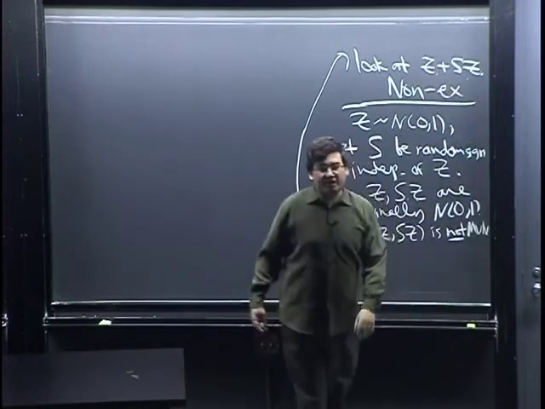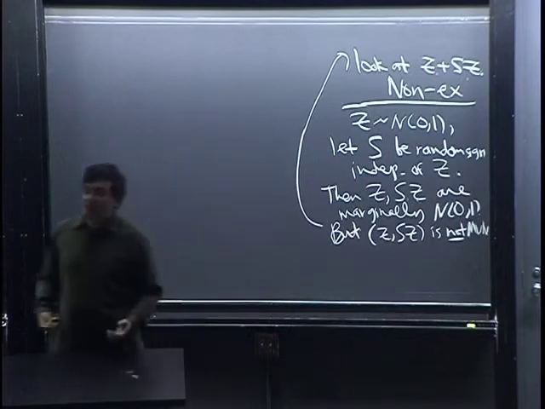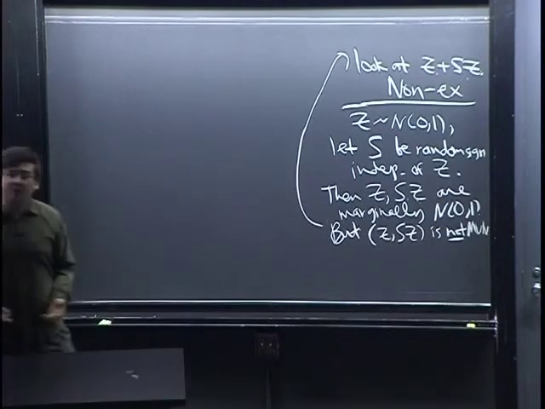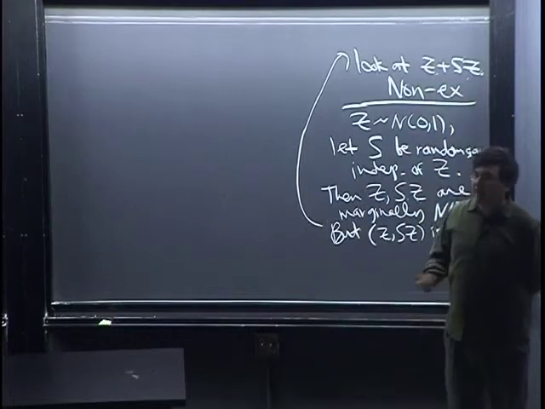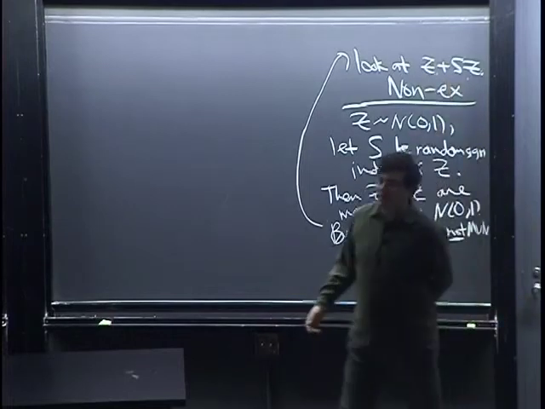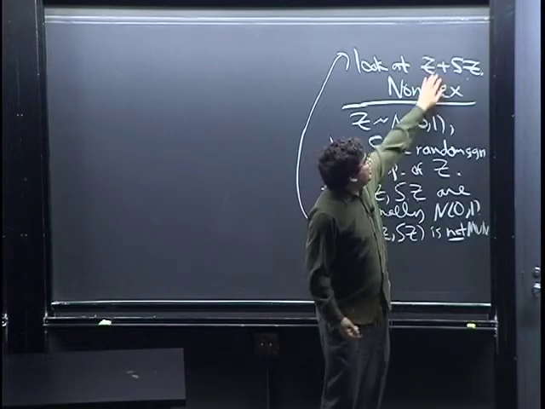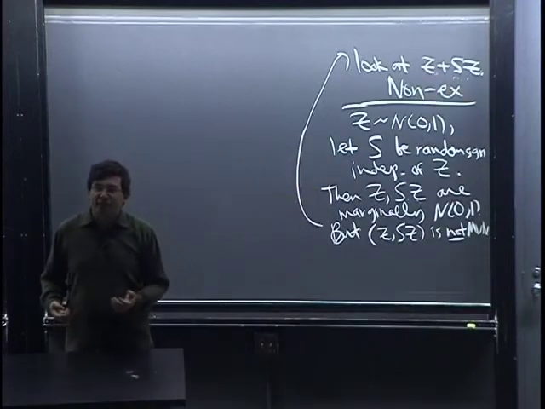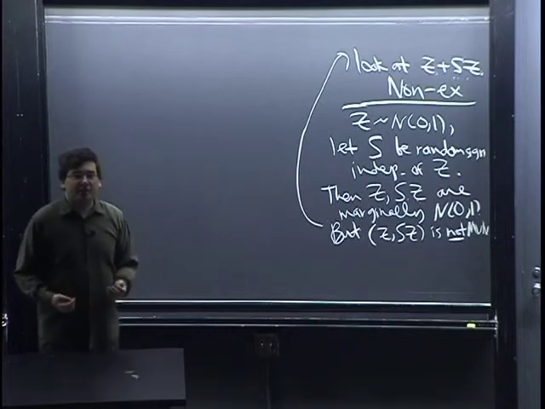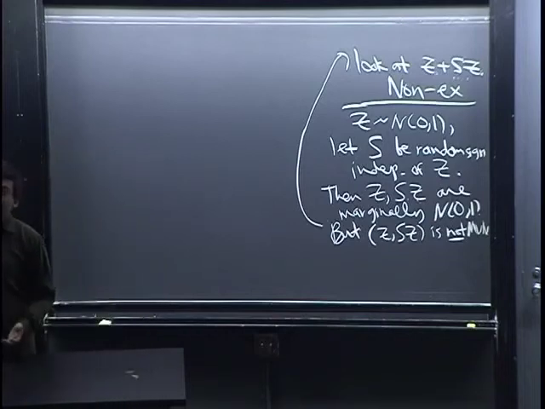Z plus SZ, there's no possible way that that could be normal, because half the time S is minus 1 and you get 0. The other half of the time you get some continuous thing. So this is actually a mixture of discrete and continuous. You're never going to find a normal distribution that equals 0 with probability 1/2, right? That is not a property of the normal distribution. So that's not multivariate normal.